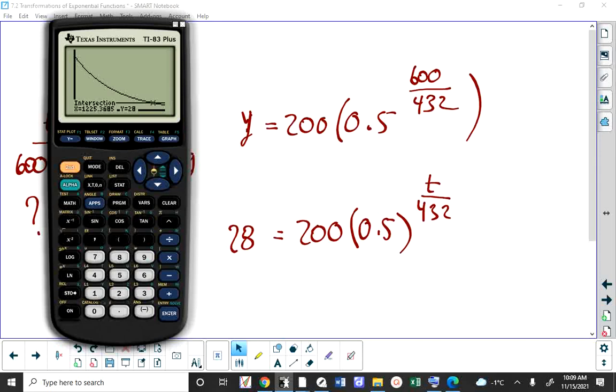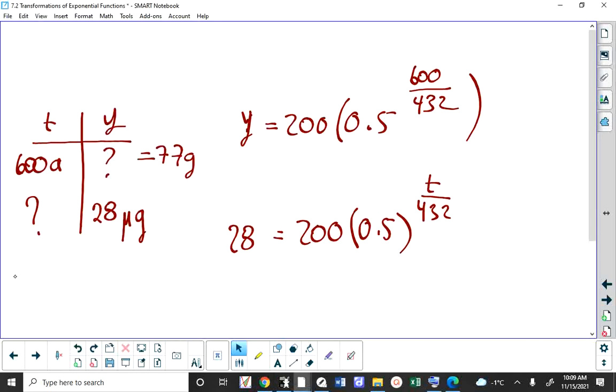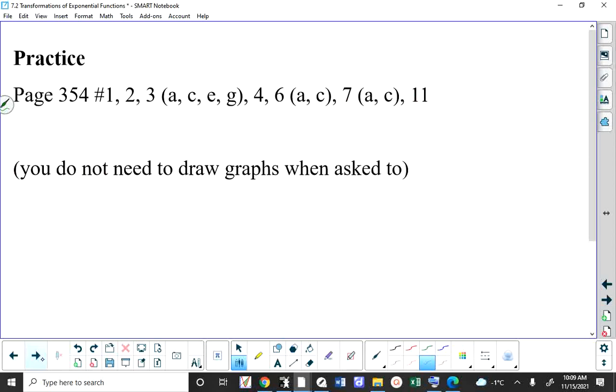Any questions with either of those two? Made-up examples. All right. There's a list of practice problems that can help you out here. If you're asked to graph, I'm not a big fan of that. I don't think you have to graph anything.